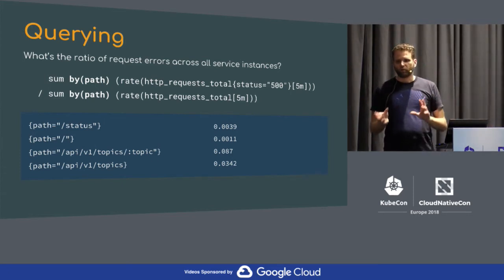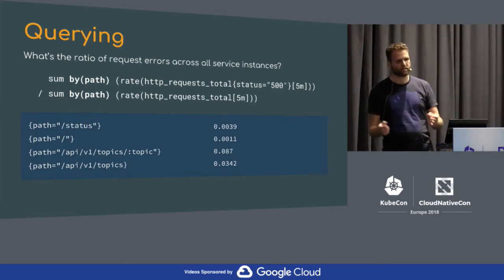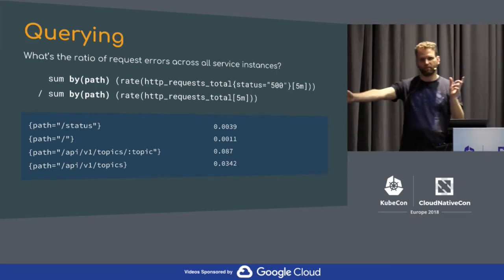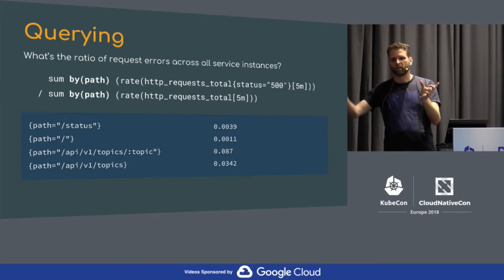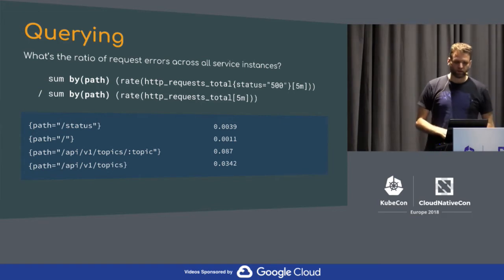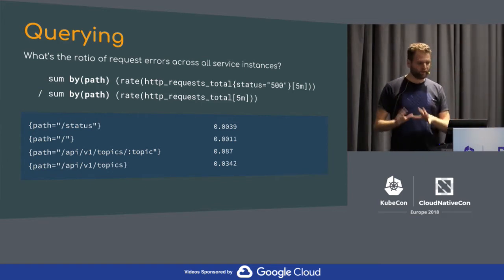If you have a binary operator between two whole sets of time series, then it will automatically join them up on identical label sets. So, the 500 error rate for the path on the left will be divided by the total rate for that same path on the right, and that gets propagated into the output. So it's kind of this vector-based arithmetic language.